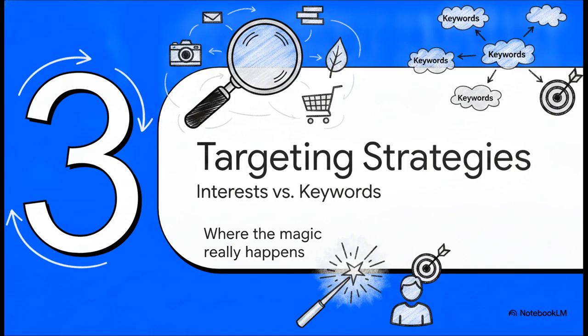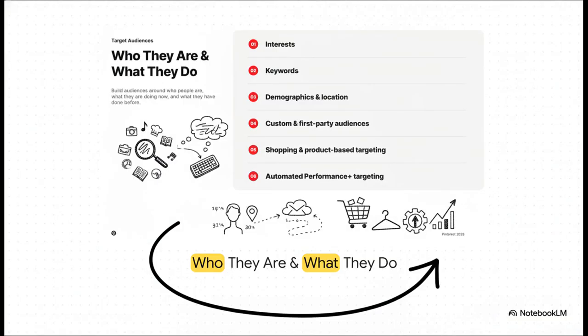Section 3. Targeting. Interests versus keywords. Now that we know your customers are actually there, how do we find them? Well, there are 6 primary ways to build target audiences around who people are, what they are doing right now, and what they have done in the past. You can target by 1. Interests, 2. Keywords, 3. Demographics and location, 4. Custom and first-party audiences, 5. Shopping and product-based targeting, and 6. Automated performance plus targeting.